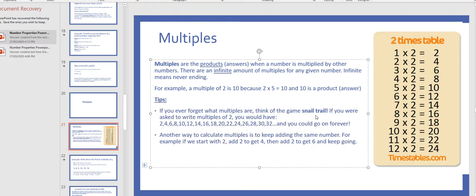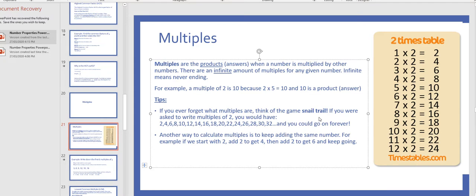You may have played the game Snail Trail before. To play this game, if I ask you to write multiples of a number, just say 2. When I say go, write it down as fast as you can, the multiples of 2. So in this case, we start with 2 and then go 2, 4, 6, 8, and you keep on going. For example, multiples of 3, you would write 3, 6, 9, 12, 15, 18, and keep on going until I say stop. So if you've played that game, always think of Snail Trail.